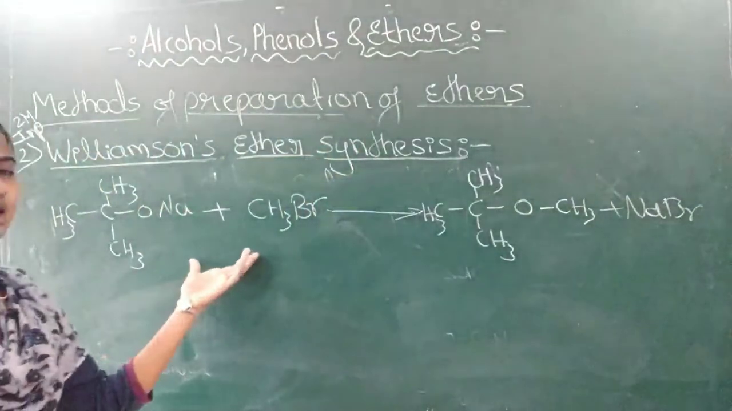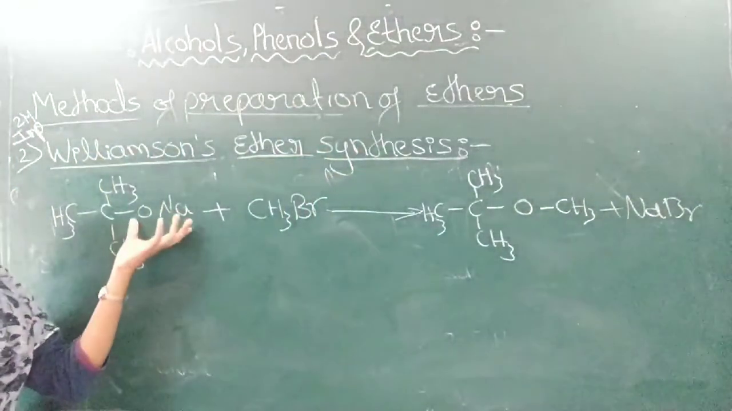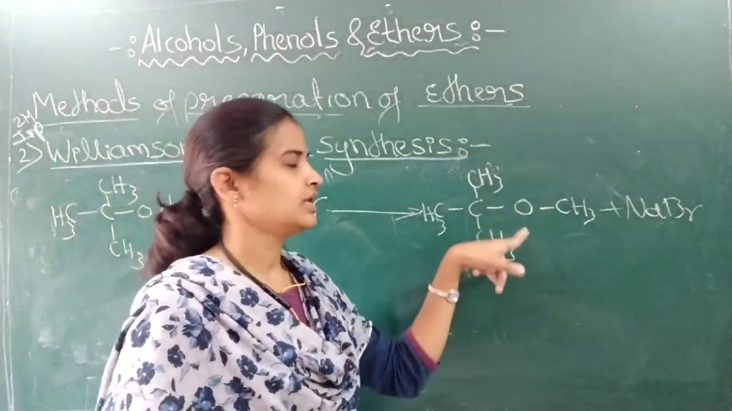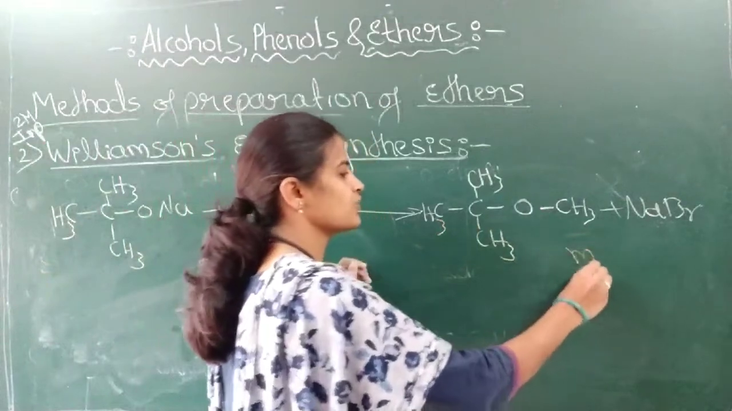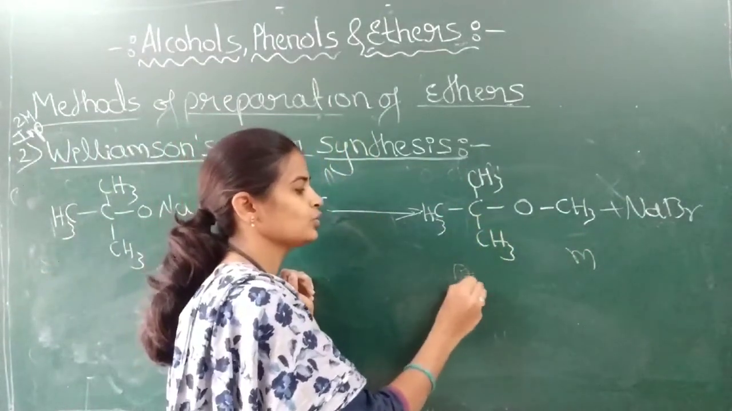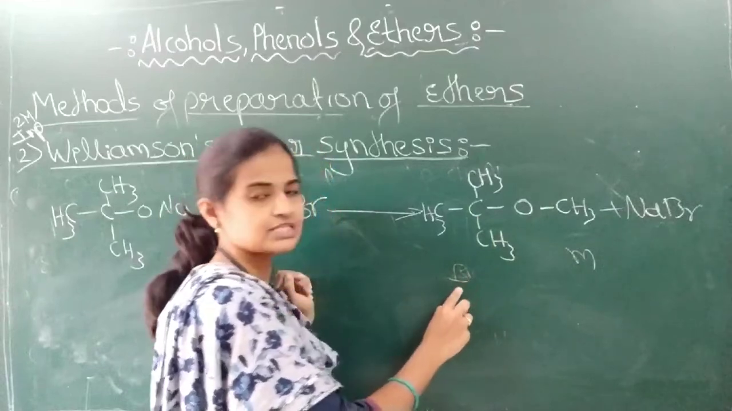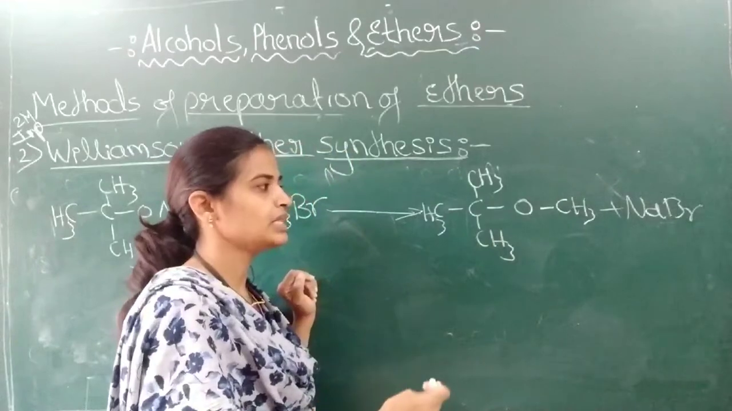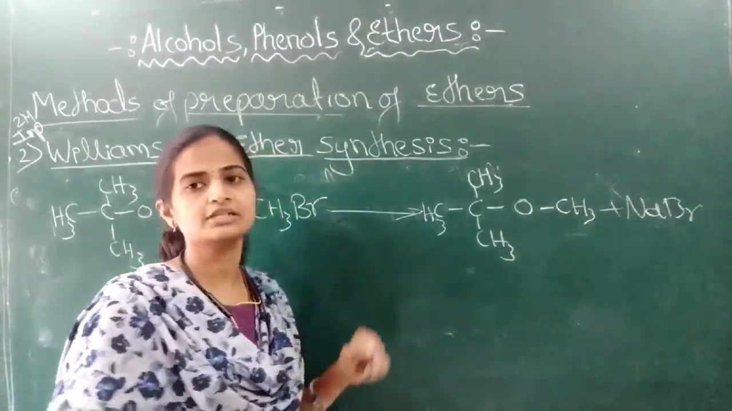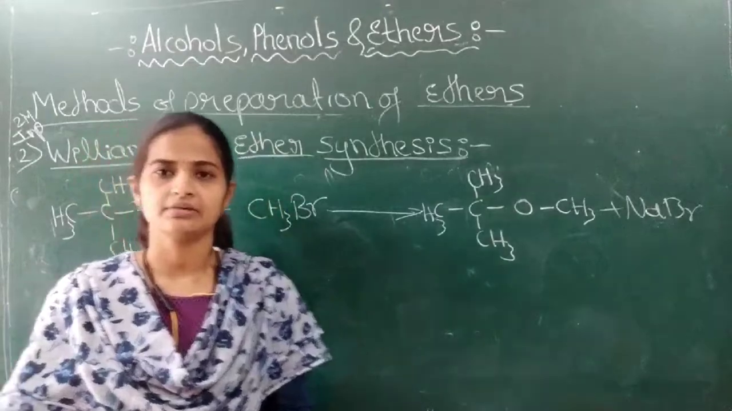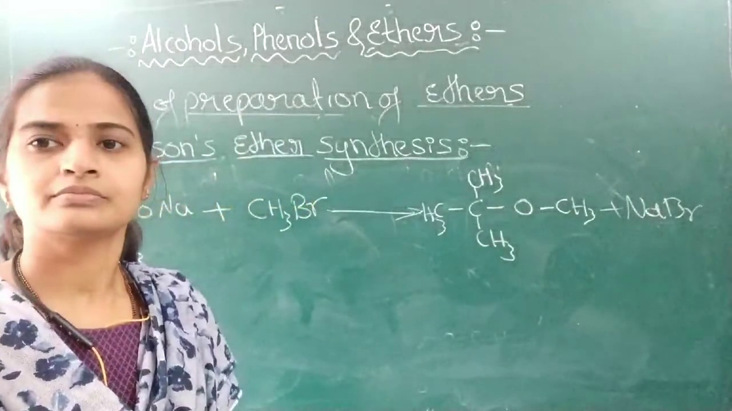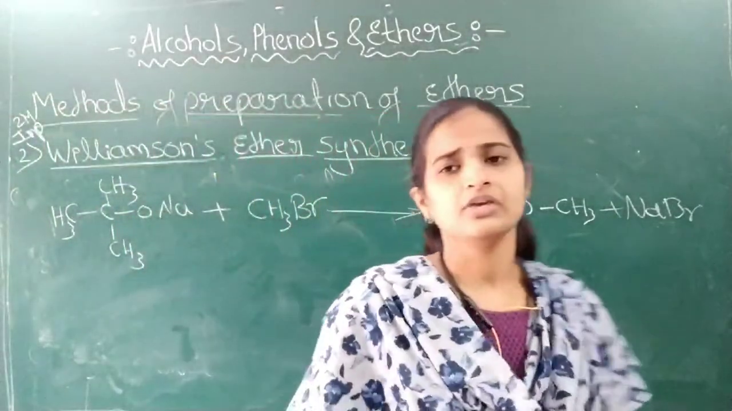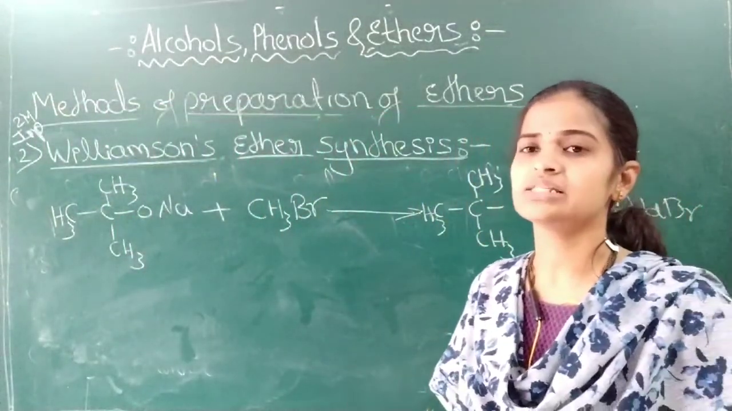Yes, this is the reaction I have written by taking the substituted alkoxide ion, sodium alkoxide. Then this is the product formed. What is the name of this one? This is the methyl group, starts from M. This is the tertiary butyl group, starts from B. So this comes first. That is tertiary butyl methyl ether. Got it? Tertiary butyl methyl ether.